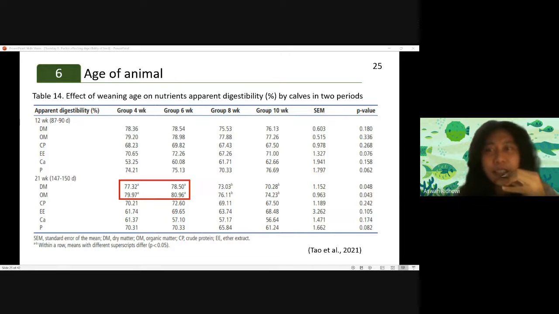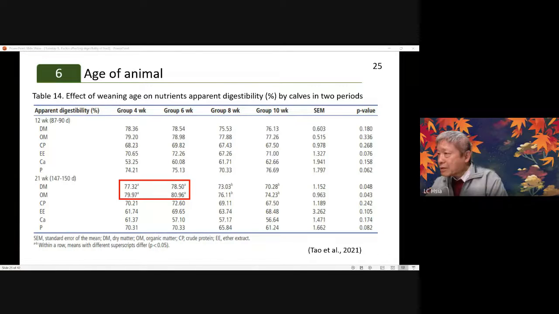Yes, Professor. I agree with your comment before that the early weaning will make the rumen used to this kind of microbial development from the diet. Okay. Do you agree?